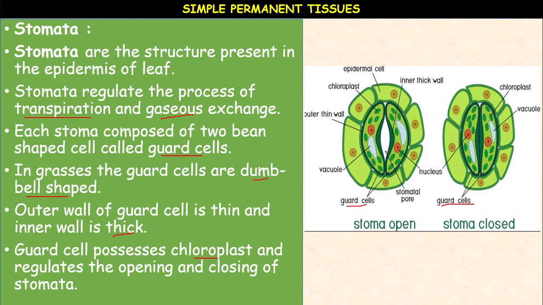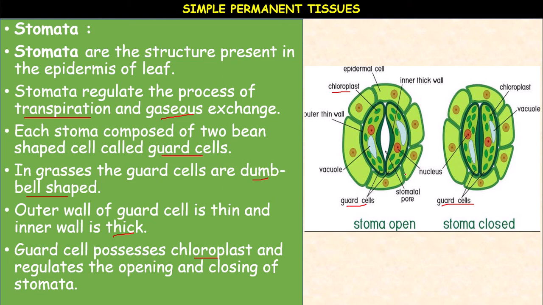These are specialized green epidermal cells present around the stomata, called guard cells. The guard cells are bean seed shaped or kidney shaped. They are green because of the presence of chloroplasts. They regulate the opening and closing of stomata. The guard cells of dicots are kidney shaped, whereas in monocots they are dumbbell shaped. The guard cells are surrounded by two or more epidermal cells called subsidiary cells.